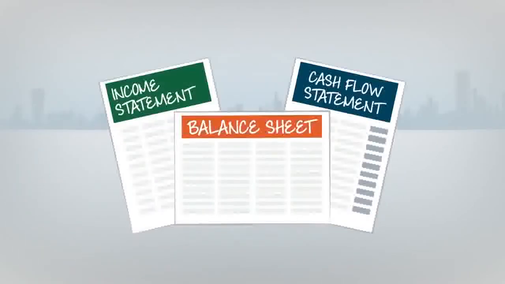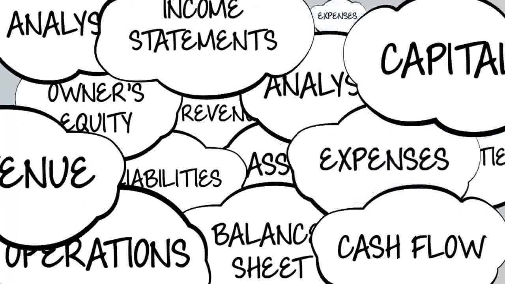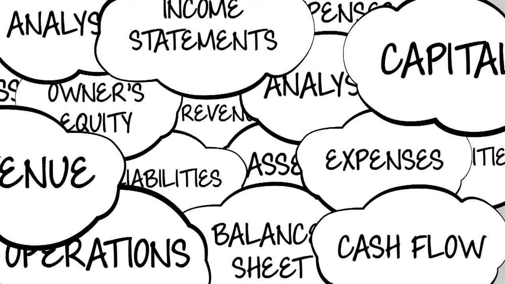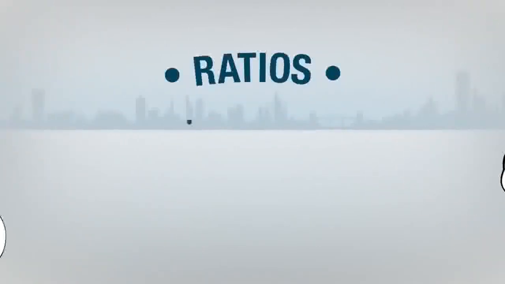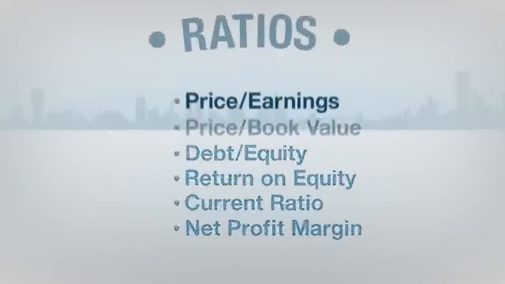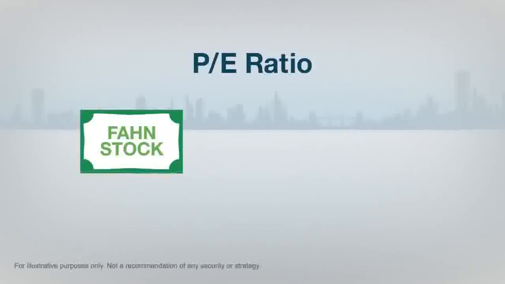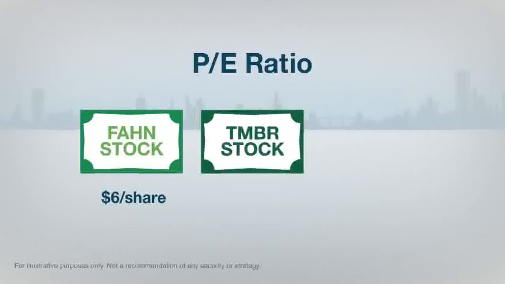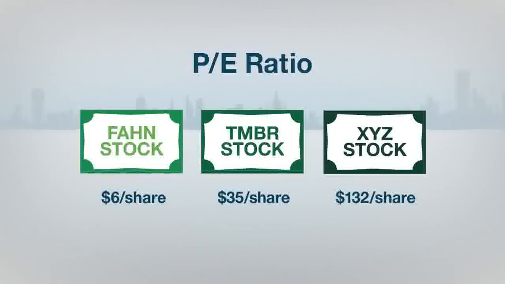As you can see, there is a lot of information in the three financial statements. With all of these facts and figures, analysis can be a little tricky. This is why investors may use ratios. There are several ratios that can help an investor compare stocks, but we'll focus on one of the most common, the price to earnings or PE ratio. Let's say you have one stock that costs $6 a share, another at $35 a share, and a third at $132 a share. How would you know which one is the best value?